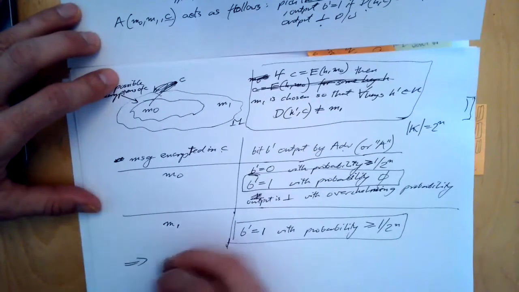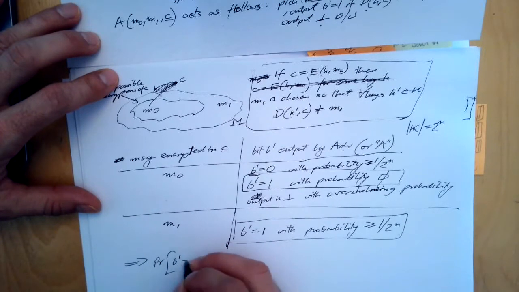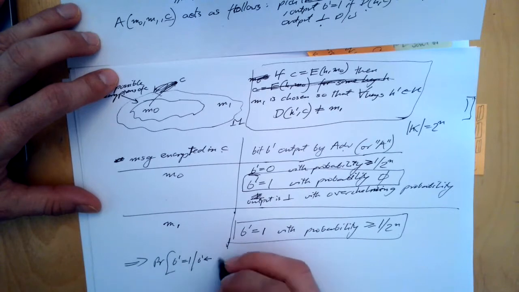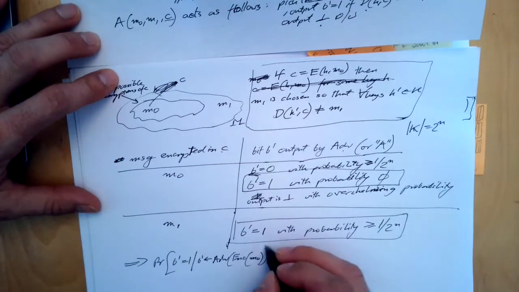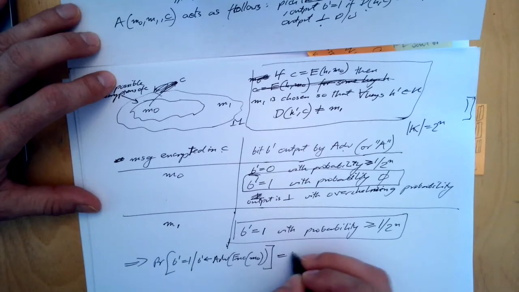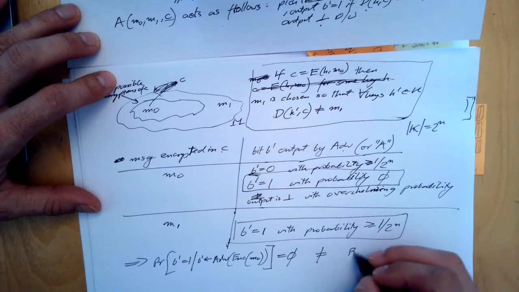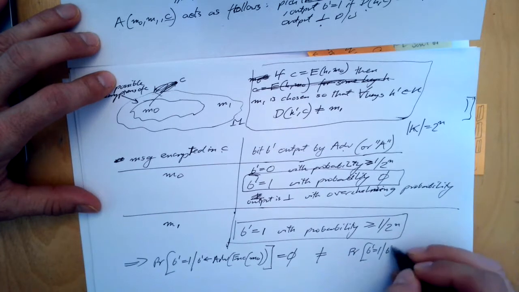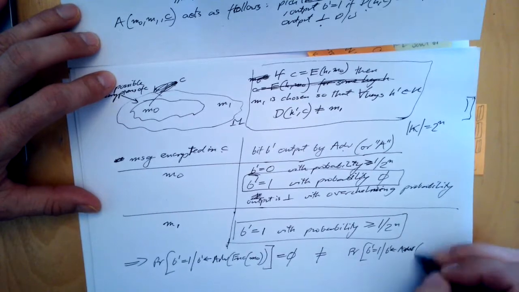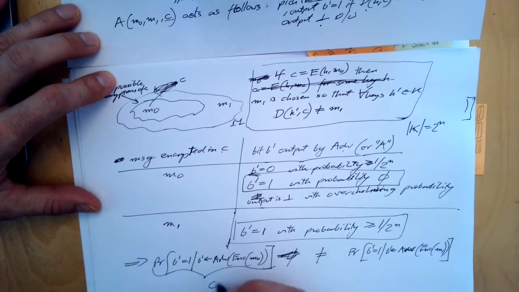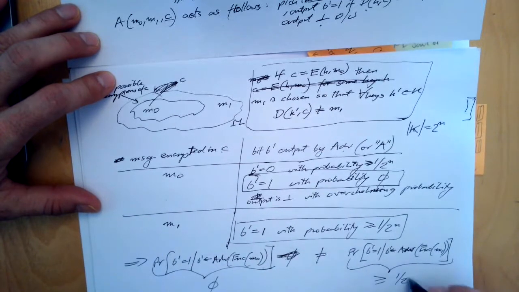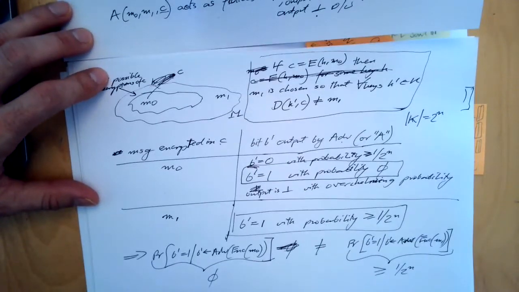Because this means that the probability that B prime is 1, if B prime is output by the attacker on encryption of M0 for a random key, this probability is 0, and it's not equal to the probability that B prime is 1 given that B prime is output by the attacker on encryption of M1, right? They are not the same because this is 0 and this is at least 1 over 2 to the n. Okay, so now it should be clear.